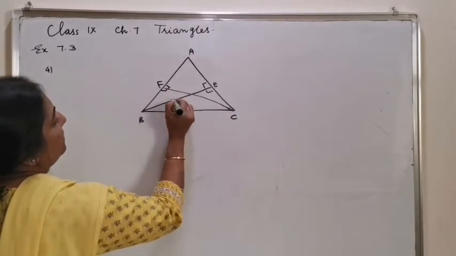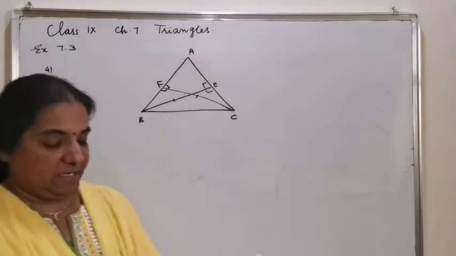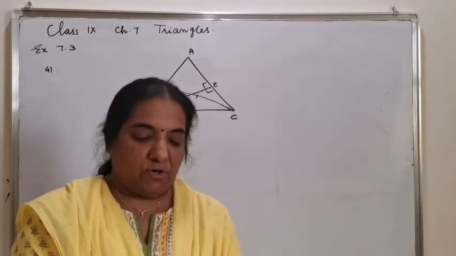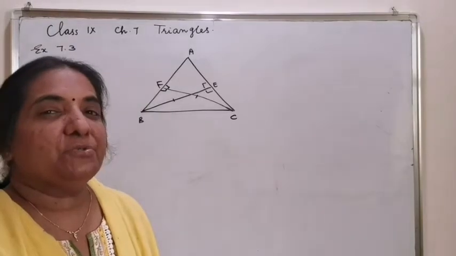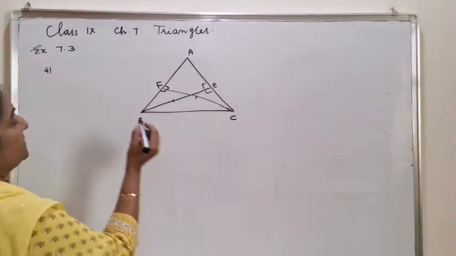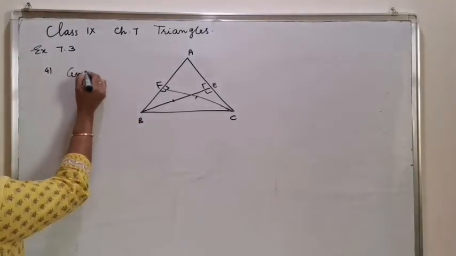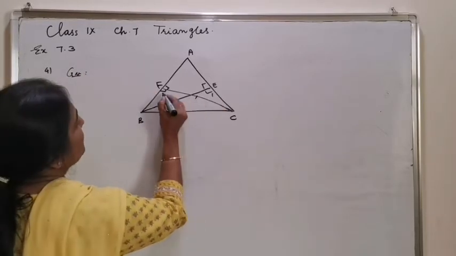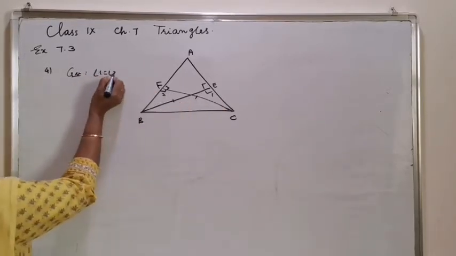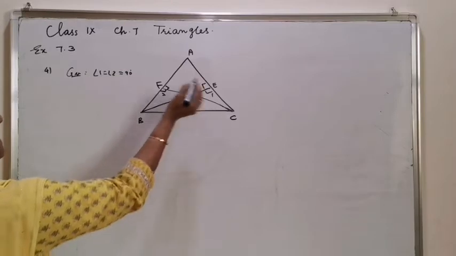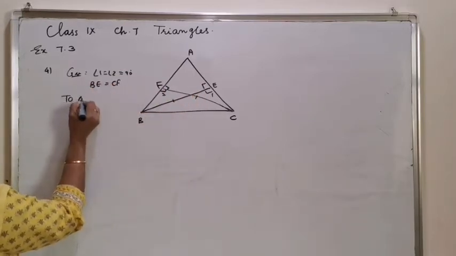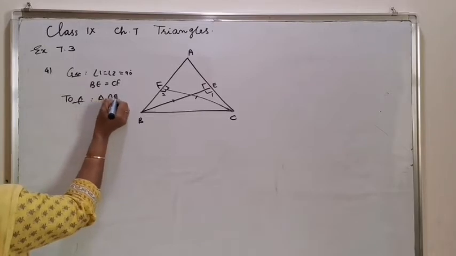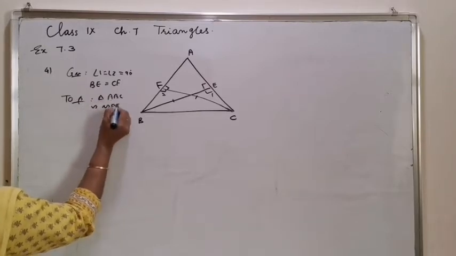Two equal altitudes, it's given here. Using RHS congruence, prove that triangle ABC is isosceles. So you have to use the RHS congruence. So given, angle 1 is equal to angle 2 is equal to 90 degrees and BE is equal to CF, and what is to prove is triangle ABC is isosceles.